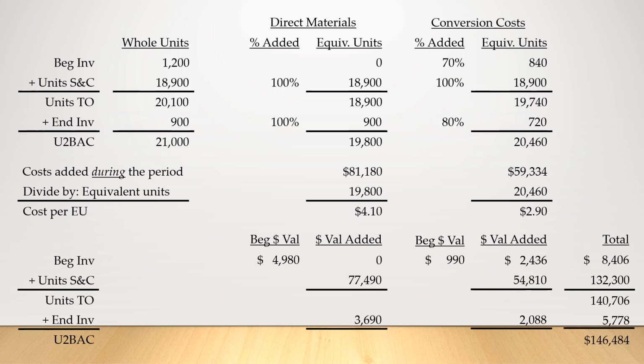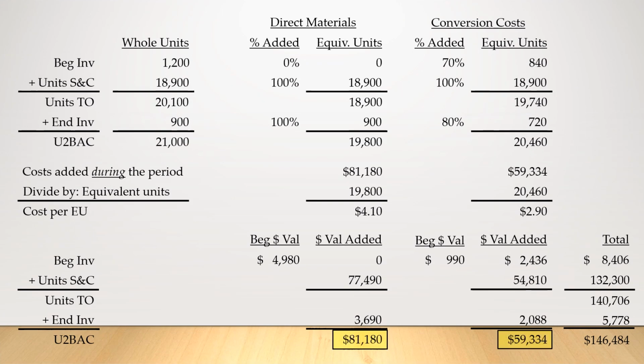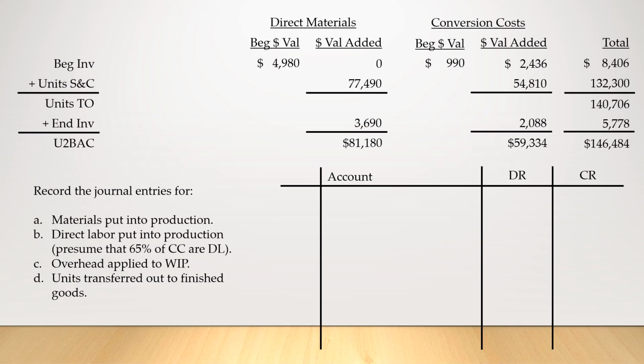Note that this amount ties to the total of all of our costs from our problem. Furthermore, our respective costs for materials added to production, as well as conversion costs incurred during August, reconcile to the total of materials and conversion costs in the bottom half of the report. Note that those same amounts were used as our numerators when we calculated our cost per equivalent units. The ultimate purpose of this report is to provide the amounts for our journal entries.